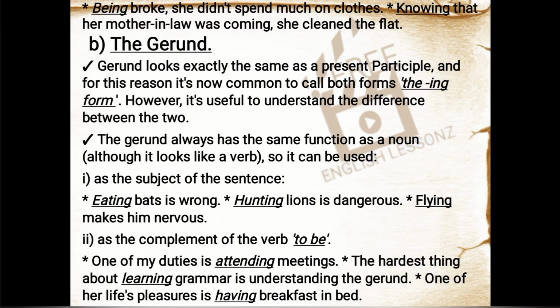Examples: eating bats is wrong. Hunting lions is dangerous. Flying makes him nervous. 2. As the complement of the verb to be. Examples: one of my duties is attending meetings. The hardest thing about learning grammar is understanding the gerund. One of her life's pleasures is having breakfast in bed.